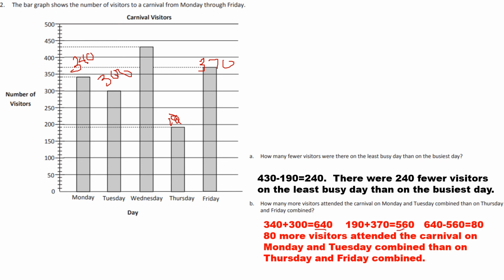Then we're going to subtract those two numbers. 640 minus 560 equals 80. So I said 80 more visitors attended the carnival on Monday and Tuesday combined than on Thursday and Friday combined.